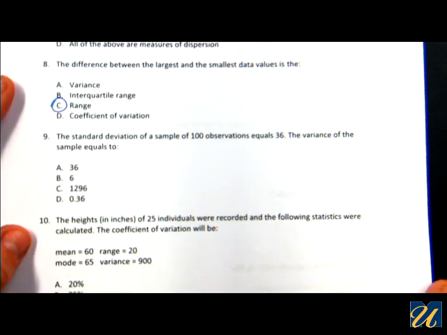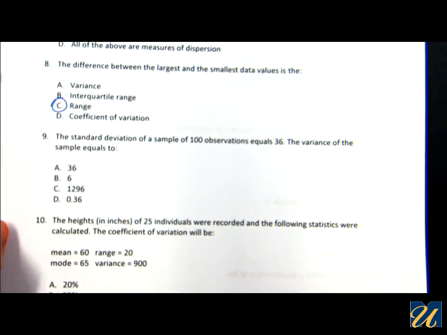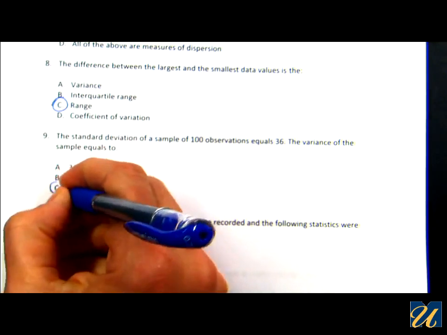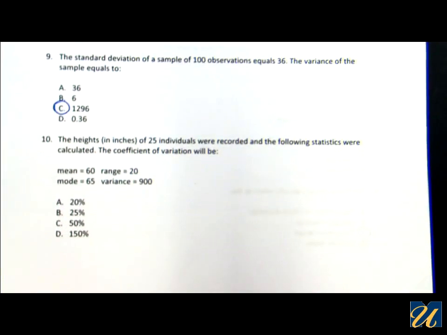The standard deviation of a sample of 100 observations equals 36. What is the variance of the sample? In order to find the variance, we have to square the standard deviation. So 36 squared would make 1,296 for the variance.